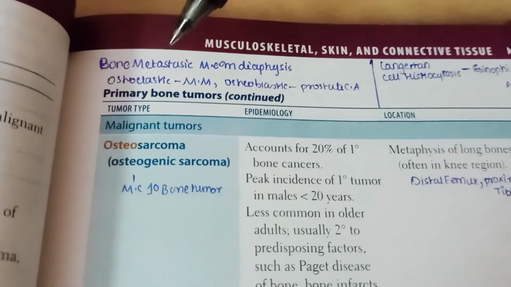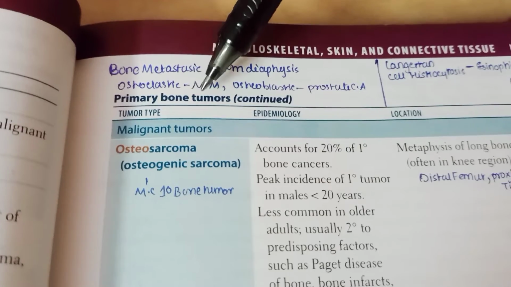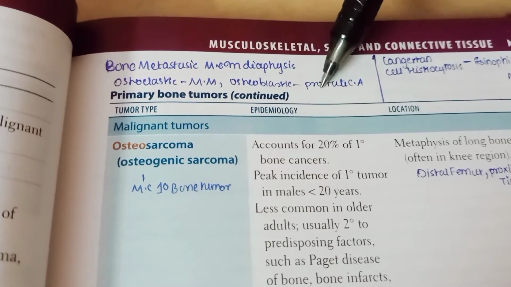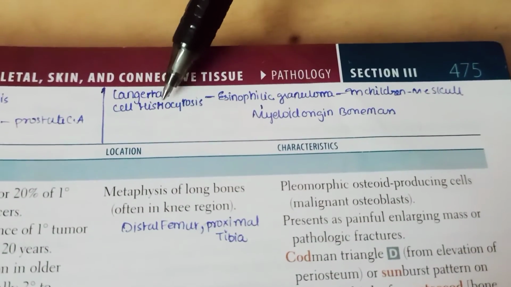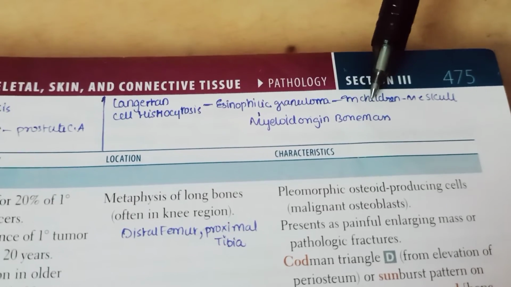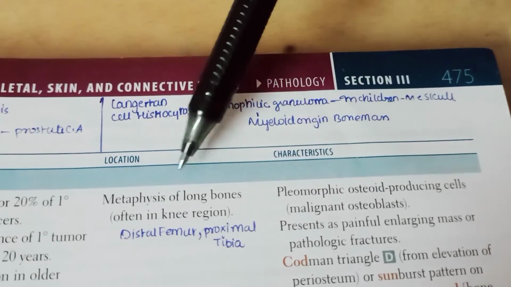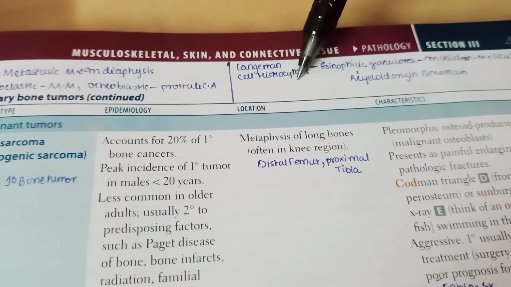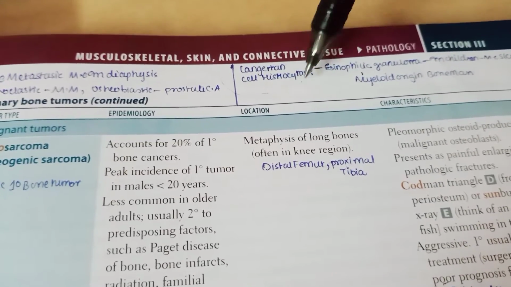Next, let us discuss bone metastasis. Bone metastasis is most common, especially in the diaphysis, that is osteoclastic in the case of multiple myeloma and osteoblastic in the case of prostate cancer. One more thing we need to discuss here, which is related, is Langerhans cell histiocytosis. It is actually an eosinophilic granuloma in children. That too, it is most common in the skull. It is of myeloid origin, a bone mass. So don't confuse this Langerhans cell histiocytosis with the bone tumors, because it is also a mass, but it is not a tumor. It is just a disease of Langerhans cell histiocytes.